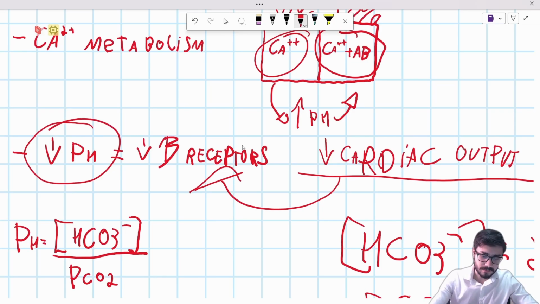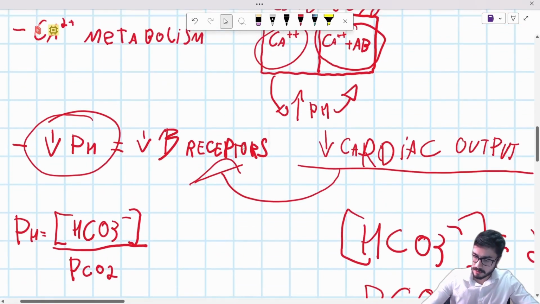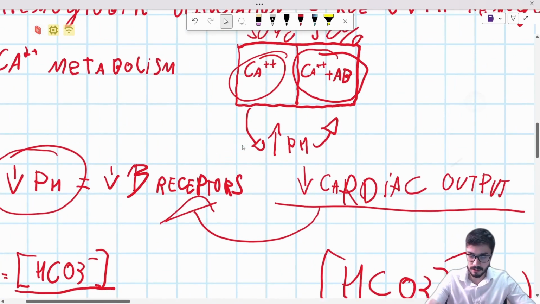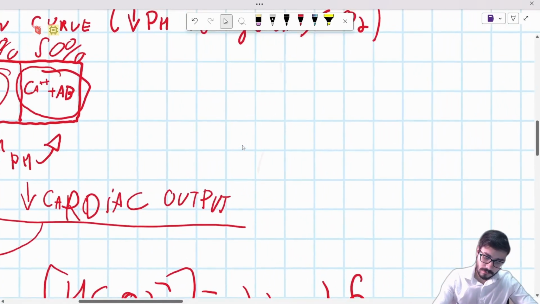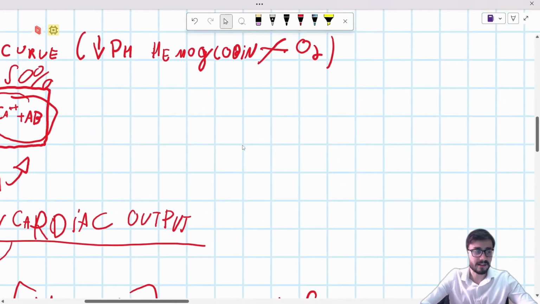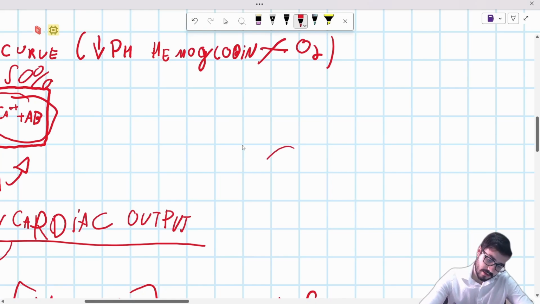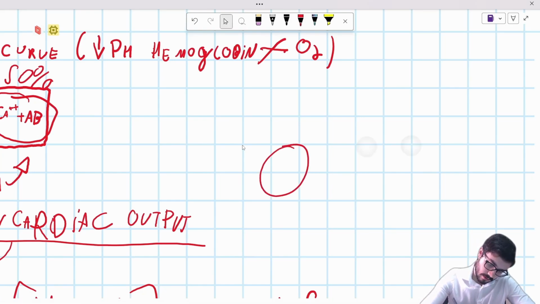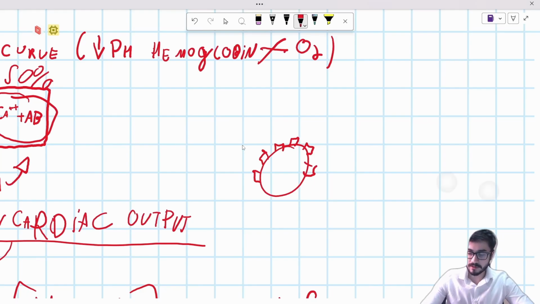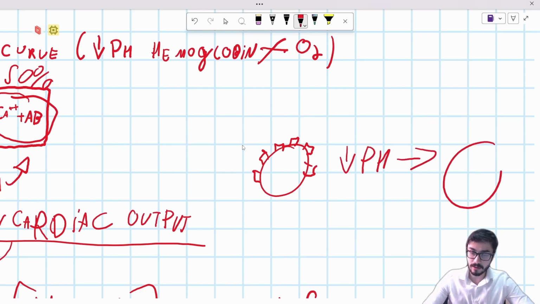And how will this happen? Let me zoom in here so I can draw better for you. Here we have a heart cell, and on the surface, we will have a lot of beta receptors. If the pH goes down, there will be a process of endocytosis of these receptors. So all the receptors will go inside the cell and they won't be able to do their function.